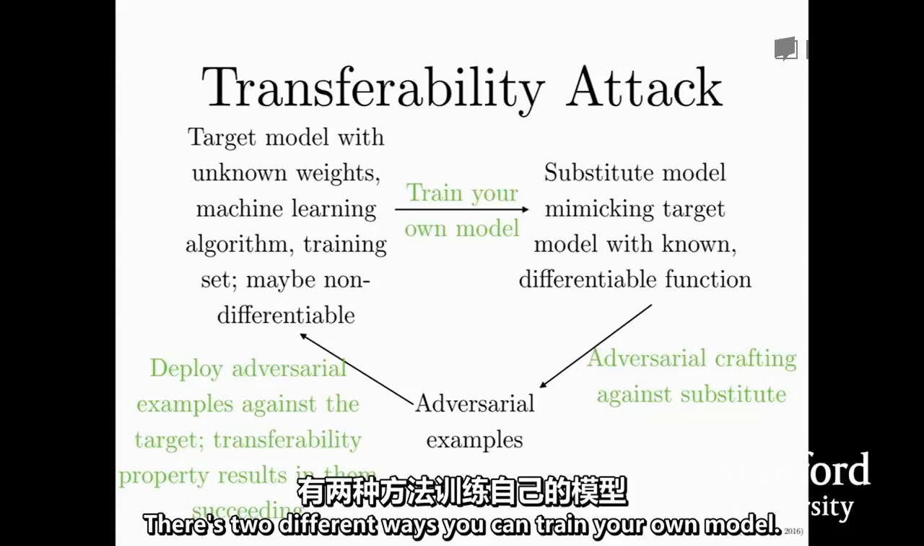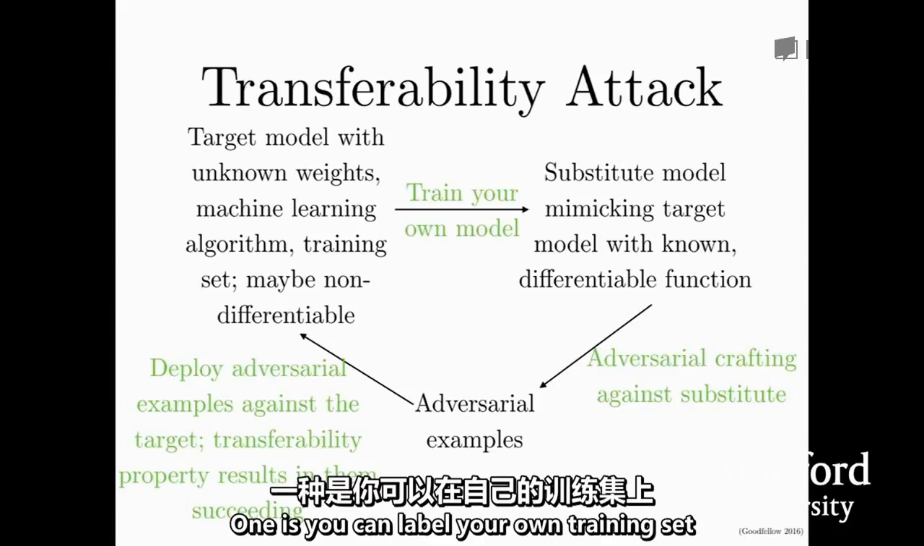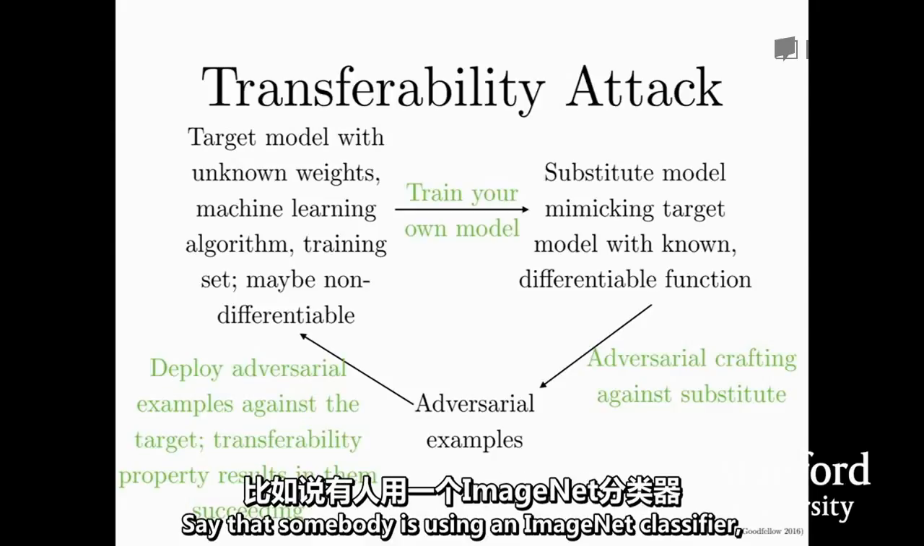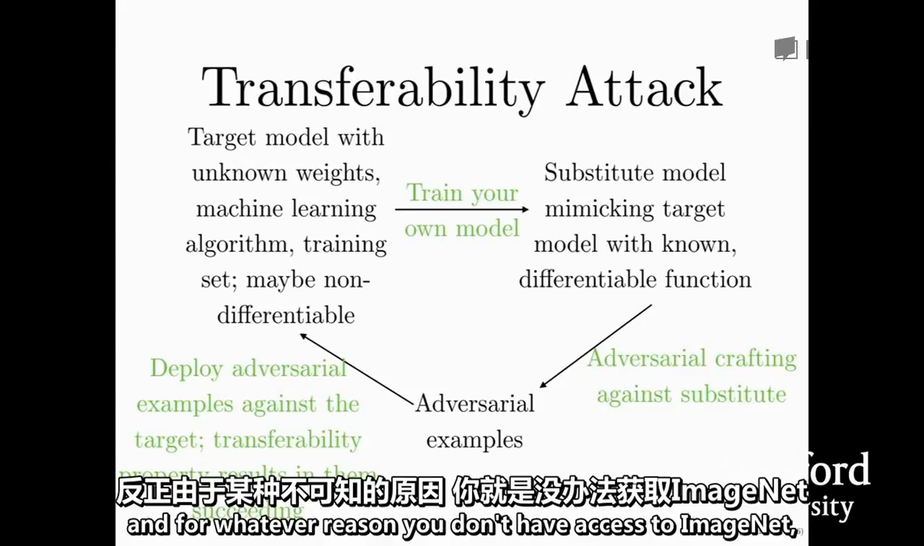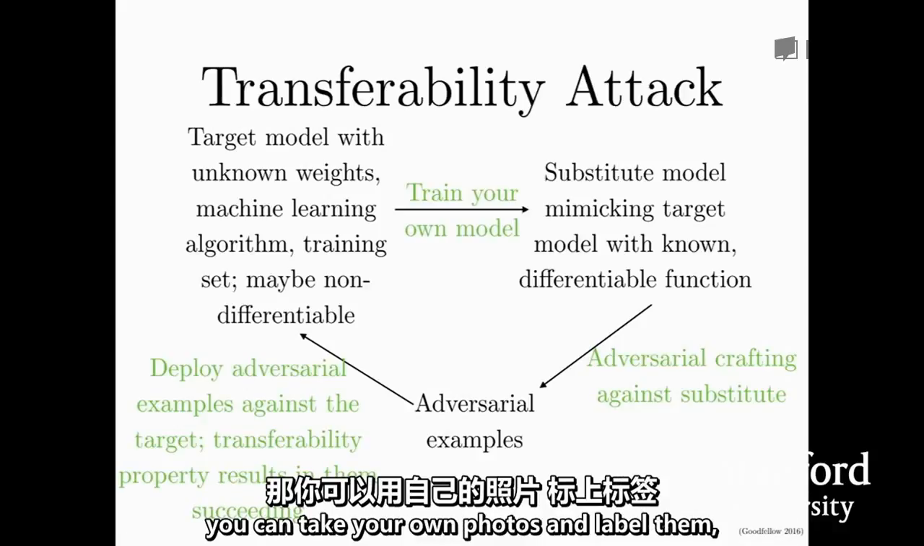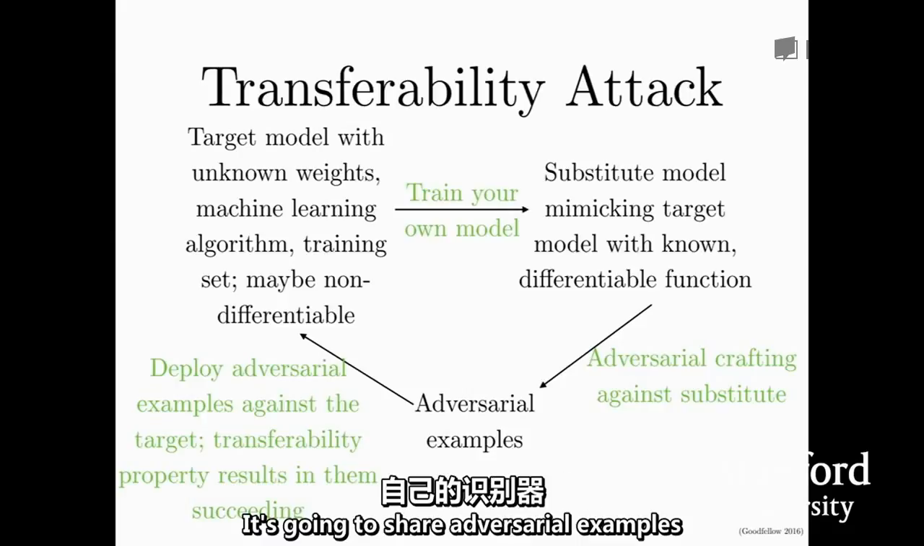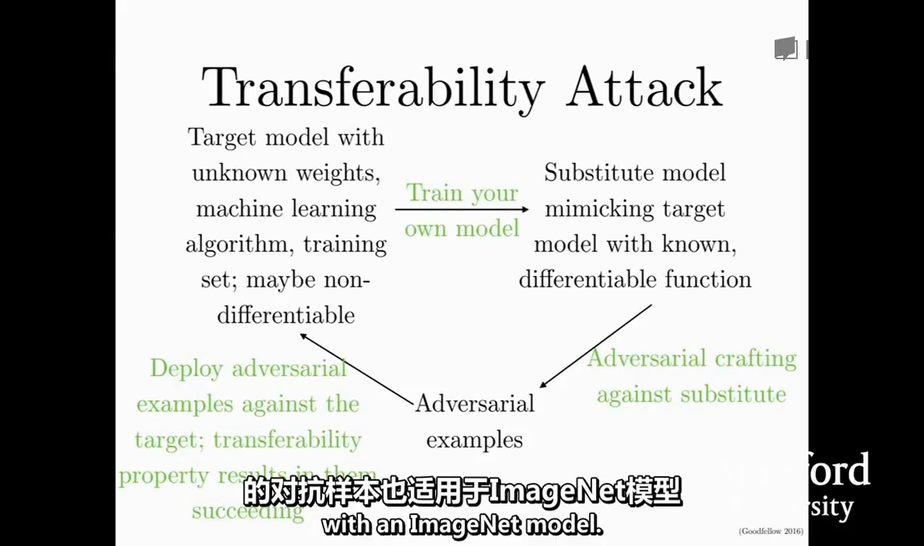There's two different ways you can train your own model. One is you can label your own training set for the same task that you want to attack. Say that somebody is using an ImageNet classifier, and for whatever reason you don't have access to ImageNet, you can take your own photos and label them, train your own object recognizer. It's going to share adversarial examples with an ImageNet model.